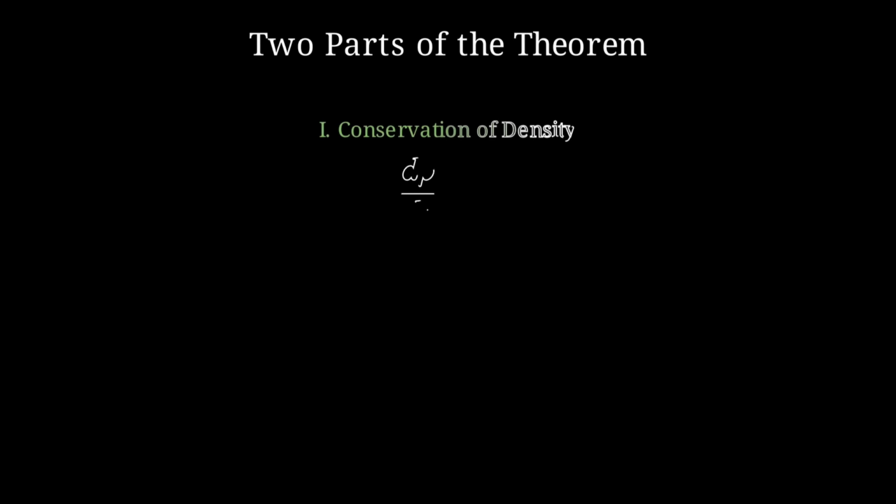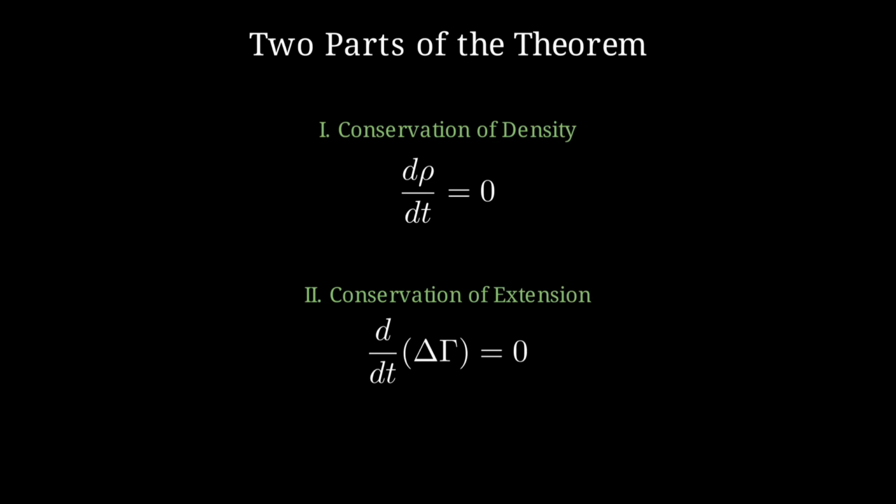This means if you sit on a phase point and move with it, the density of the points around you remains constant. Part 2 is the principle of conservation of extension. It states that any arbitrary volume del gamma occupied by a group of phase points remains constant in size as it moves through the phase space. The shape might distort, but the volume is conserved.